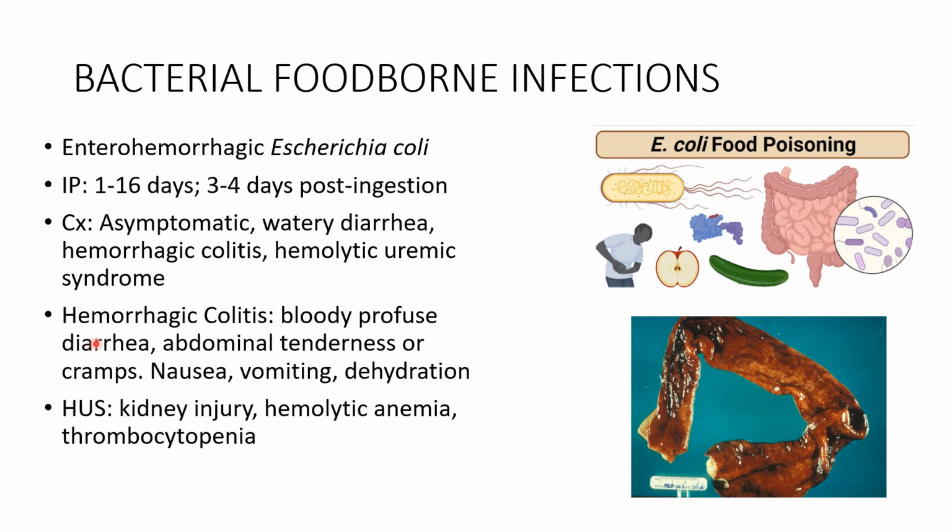So incubation period is 1 to 16 days, so about 1 day to about 2 weeks, more than 2 weeks. And clinical signs would actually appear mostly around 3 to 4 days post ingestion or post exposure. They may be asymptomatic or watery diarrhea at first, or they may be as severe as hemorrhagic colitis and hemolytic uremic syndrome. So for your hemorrhagic colitis, again, as I previously mentioned, ito nga, as an example, the bowel or colon of an individual that had this infection. So there is bloody profuse diarrhea, abdominal tenderness or cramps. There's also nausea, vomiting, and dehydration.